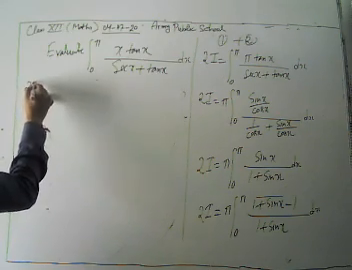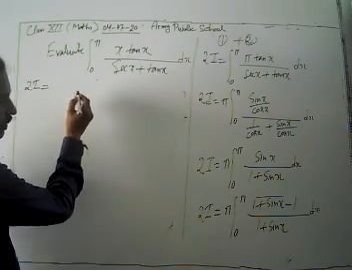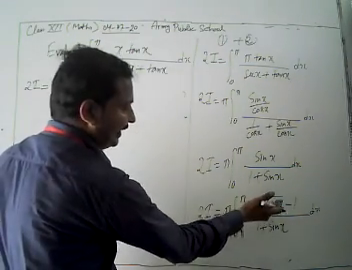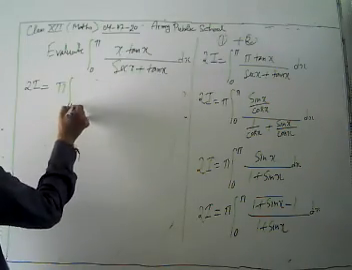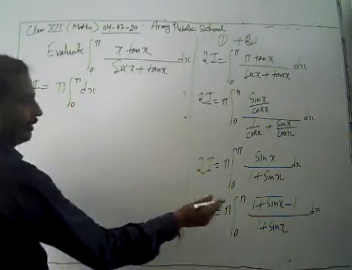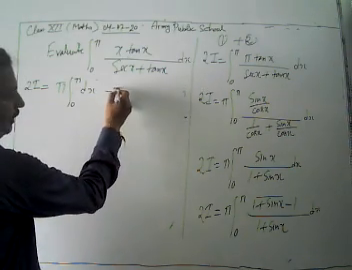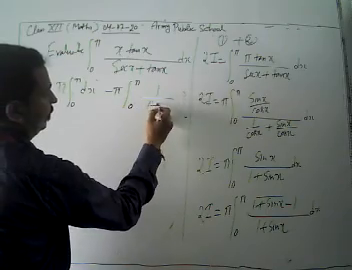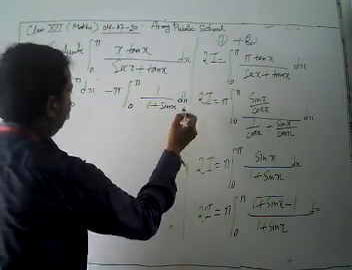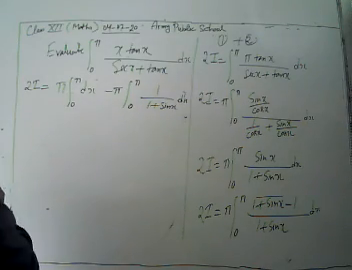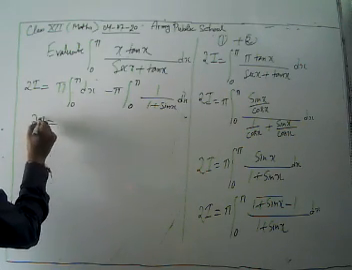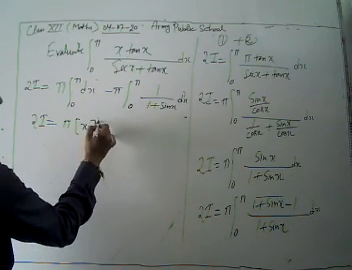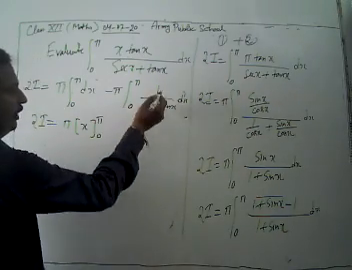Now 2I is equal to pi, this is the first part, the integral from 0 to pi of 1 dx. And in the second portion we have minus pi times the integral from 0 to pi of 1 upon 1 plus sin x dx. Now look, here we get x. Then 2I is equal to pi times x, putting the limit 0 to pi. And now we are going to rationalize this.